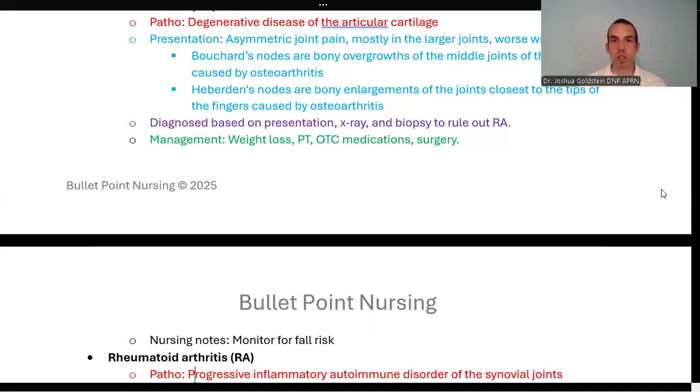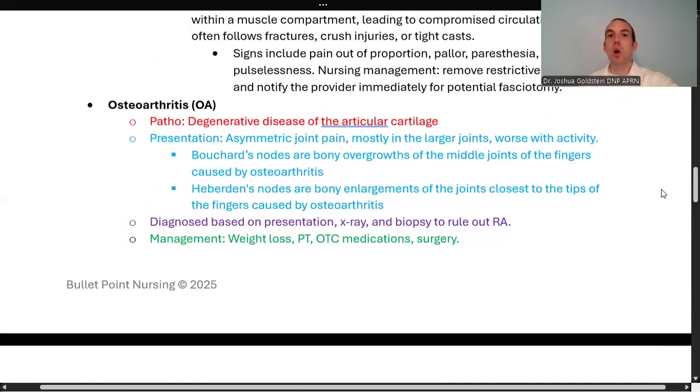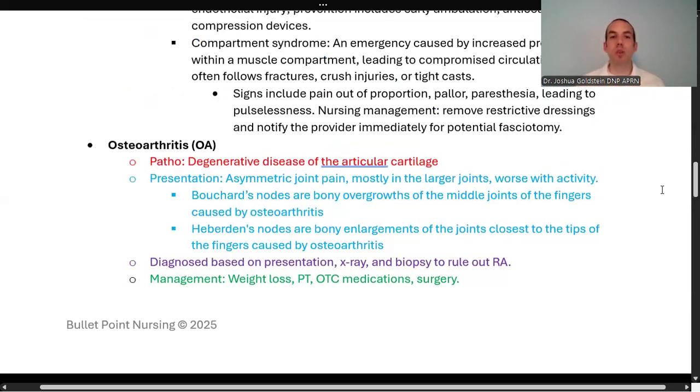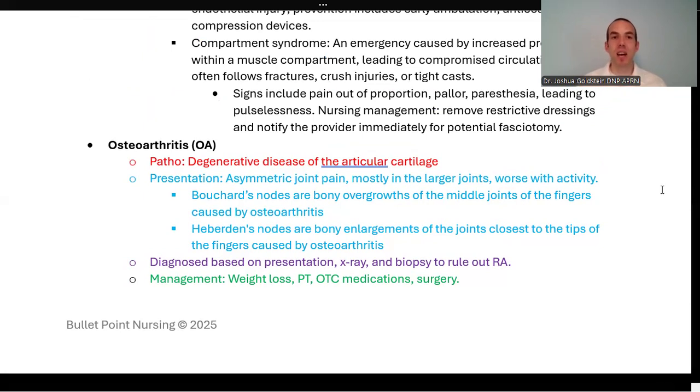Osteoarthritis is mostly in the larger joints versus RA is mostly in the smaller joints. And then osteoarthritis is worse with activity versus rheumatoid arthritis gets better with activity, surprisingly, but it's based on the pathophysiology. One is a wear and tear, where the more you use it, the worse it gets. Rheumatoid arthritis is inflammation, and the more you use it, the better it gets.